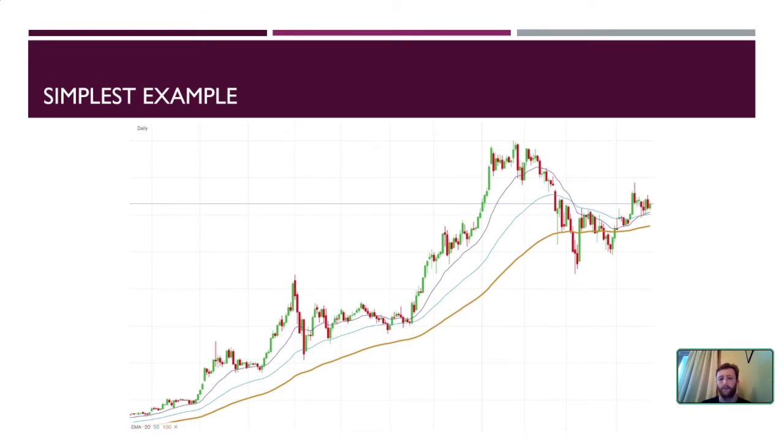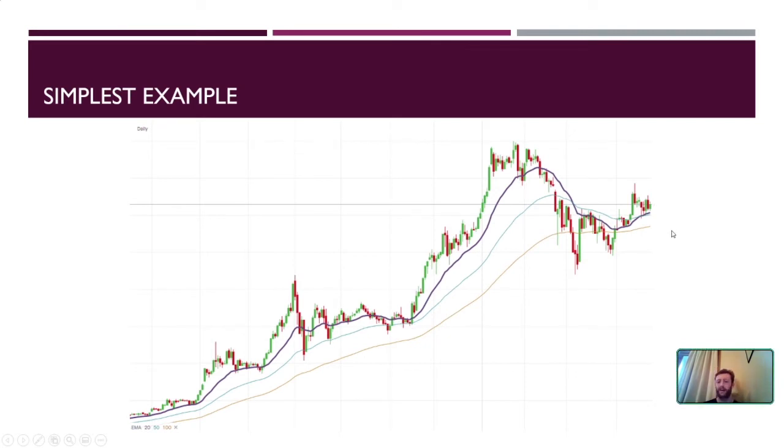Now we can have different numbers of periods. So here we've got a 50-day moving average, and you can see because it's a more short-term average, it more closely follows the shape of that price action. And the same is true of the 20-day moving average. This one is even more short-term and even more closely follows the action.